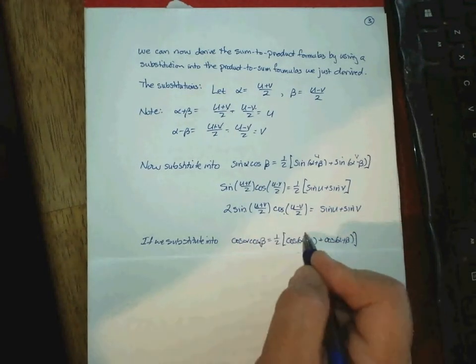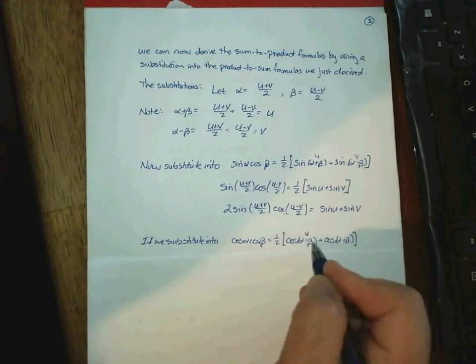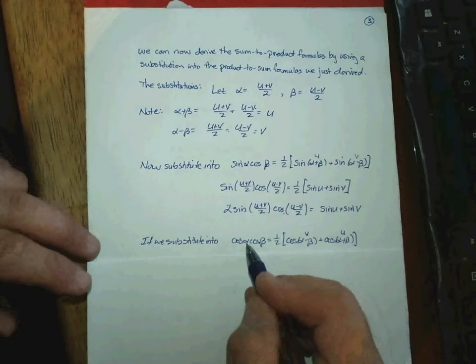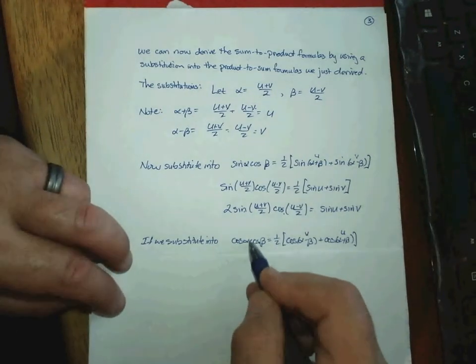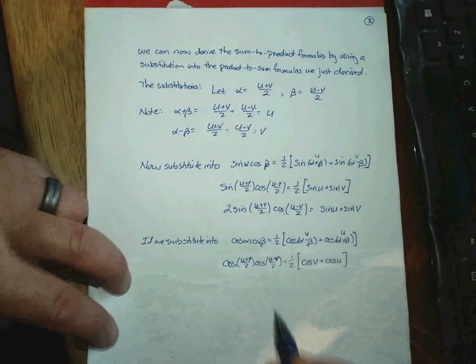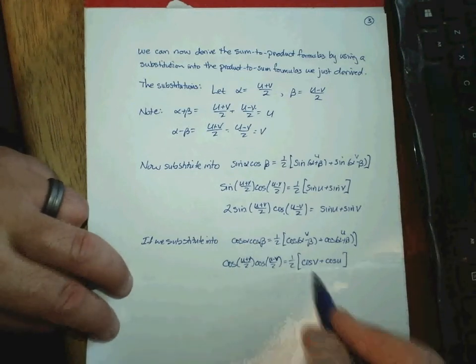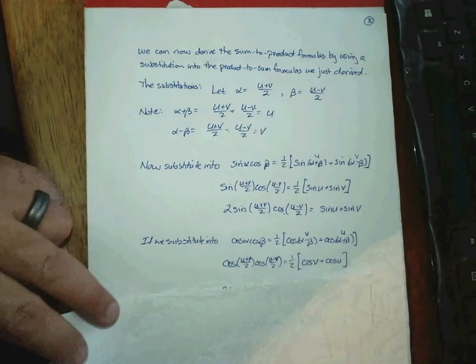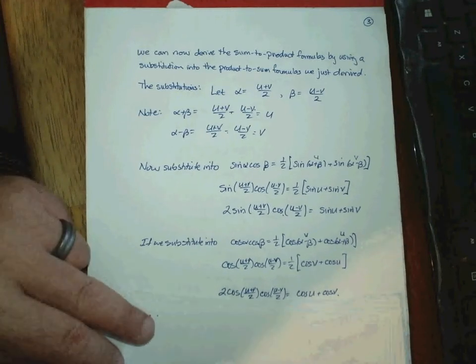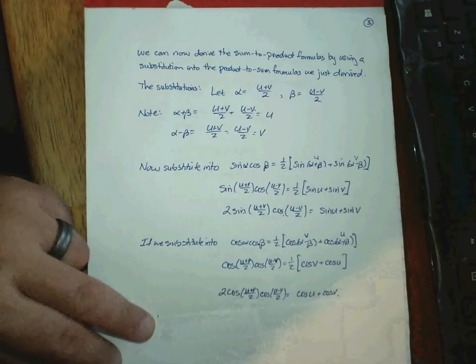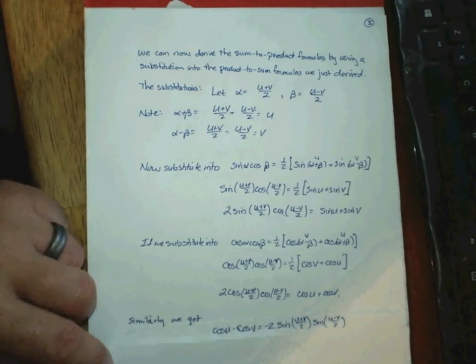and I substitute into this, right? This is going to be my v, the alpha minus beta. This is going to be my u, the alpha plus beta. And over here, I'm going to have the alpha plus beta over 2 and the alpha minus beta over 2. I'm sorry, the u plus v over 2 and the u minus v over 2 occurring. Again, multiply by a 2. And now we see that the sum of two cosines becomes the product of two cosines with this identity.